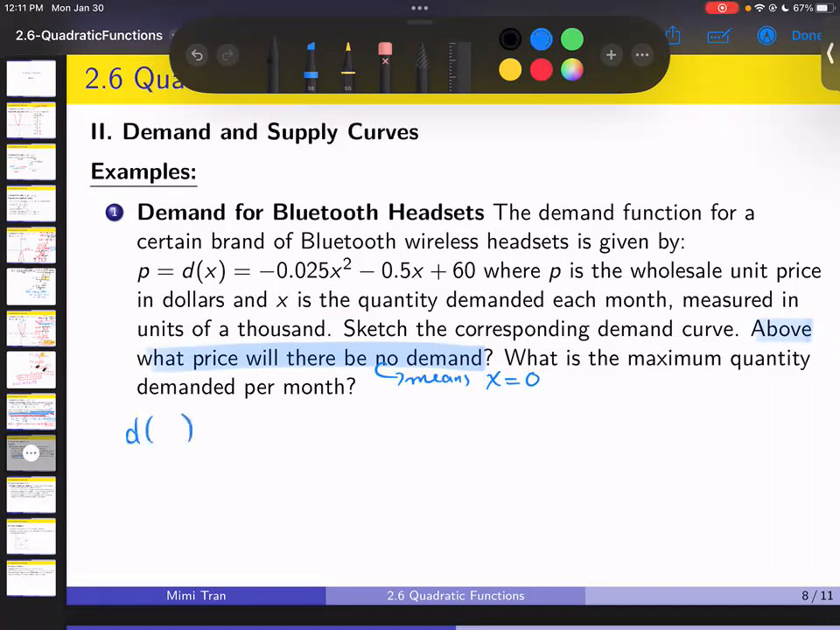So d of 0 is negative 0.25 times 0 squared and so on. I just write it out for the sake of a note. You don't have to. So basically, what you see is the y-intercept, right? So 60. What's the unit? 60 what? Dollars, right? $60. If there's no demand, then they'll sell the headset for $60 per set.